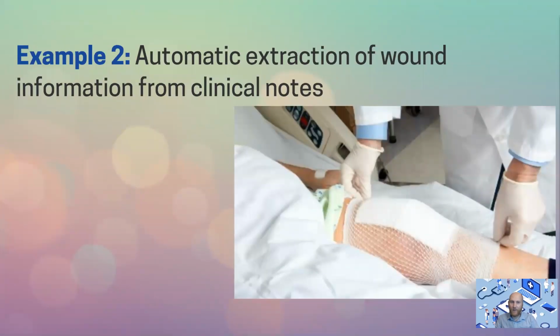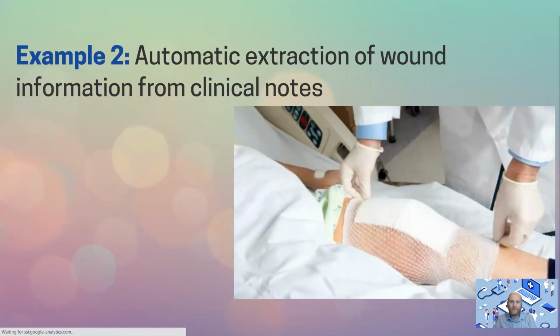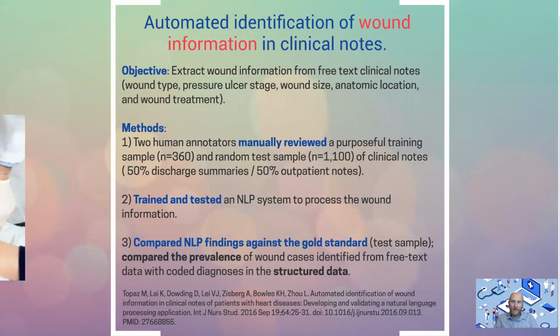Let's look at another example, example number 2. Here in this study, we use natural language processing to automatically extract wound information from clinical notes. The objective of this study was to extract wound information from free text clinical notes. So we wanted to create a system that would automatically identify wound type, pressure ulcer stage, wound size, anatomic location, and wound treatment in the clinical notes.